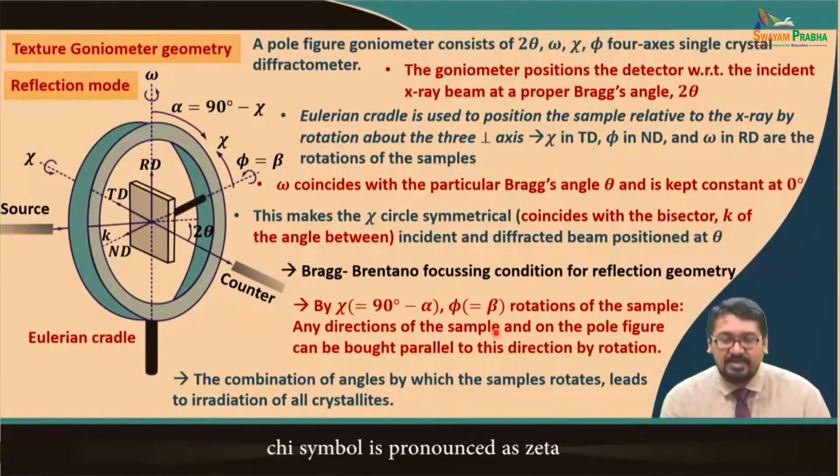of course, omega and 2 theta have significance, leads to the irradiation of all the crystallites present in the polycrystalline material, where all the planes can be irradiated, which become perpendicular to the K, that is the bisector between the incident and the diffracted radiation, during the alpha beta rotation, so that the whole polycrystal can be scanned while the alpha and beta are changing.